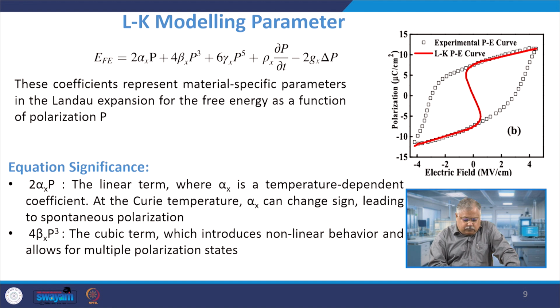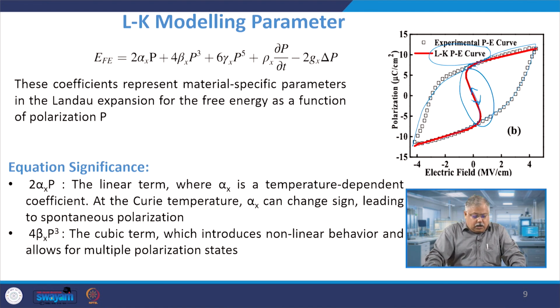On the right hand side, if you look at polarization versus electric field, as I discussed with you earlier, this is the curve which you will actually get experimentally if you do a PE curve. But if you do an LK PE curve, we will get this part, and that is where the negative capacitance comes in. This is also known as an S curve. Let us break it down.